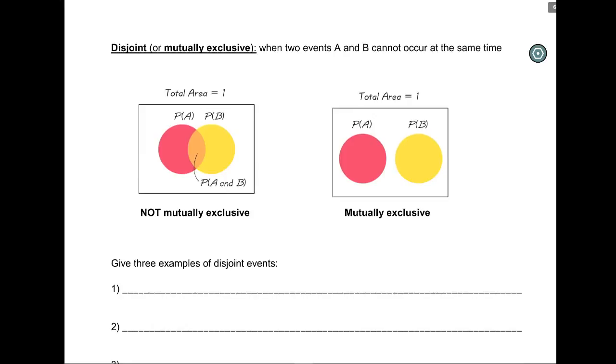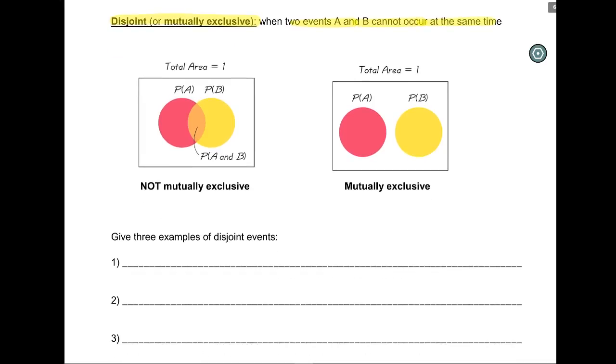So I want to talk about the idea of disjoint. You also hear the word mutually exclusive. These are two events that cannot occur at the same time. Sometimes, like we saw with the cards, you could have an even card that was a heart, or a face card that's red. But you can't have, for example, a black card and a diamond.